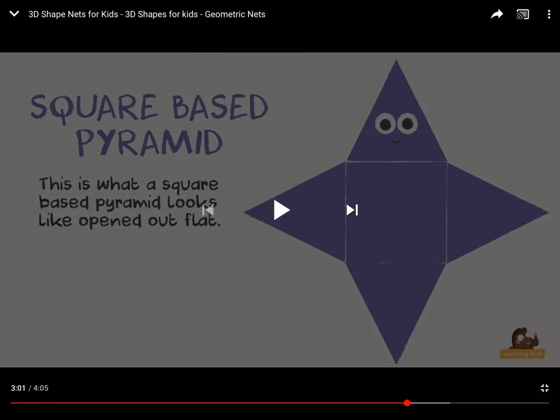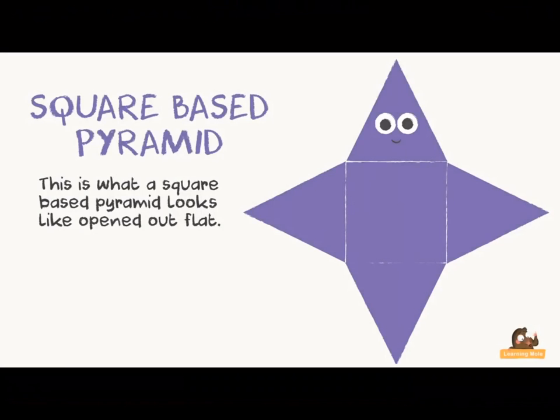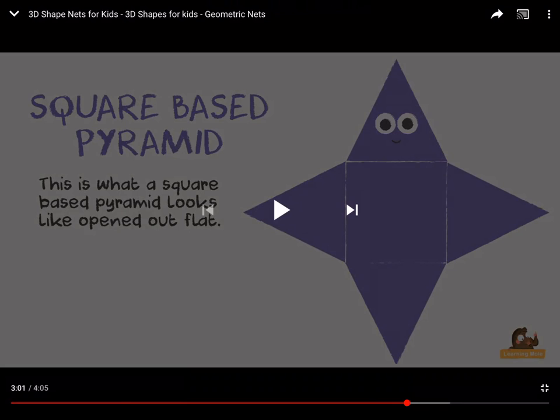Alright, if we look at a square-based pyramid, it's going to look very similar to the triangular pyramid, but the middle will be a square. So it'll have the triangles wrapped around it. Again, if you think about it, we could fold this up and make it look like a pyramid again.